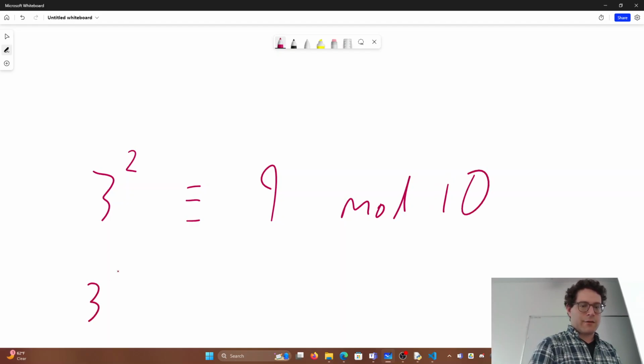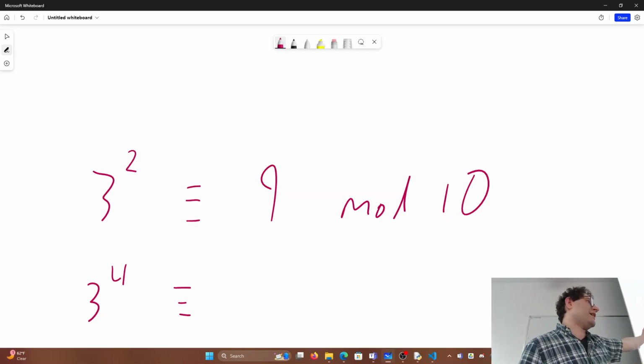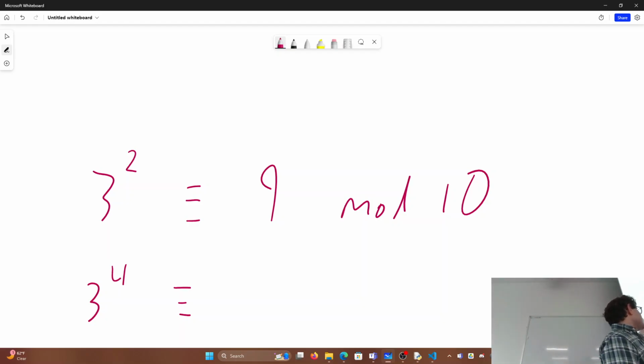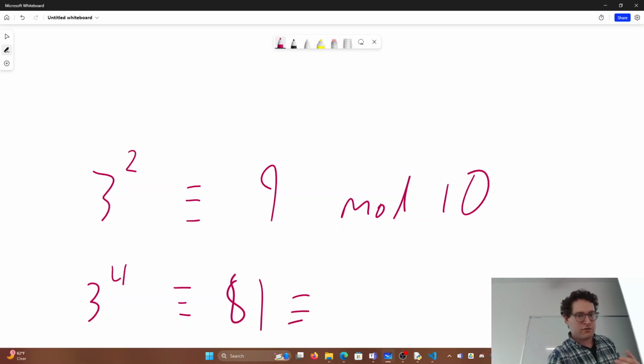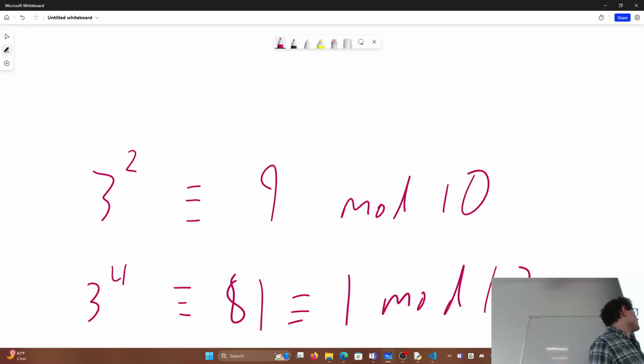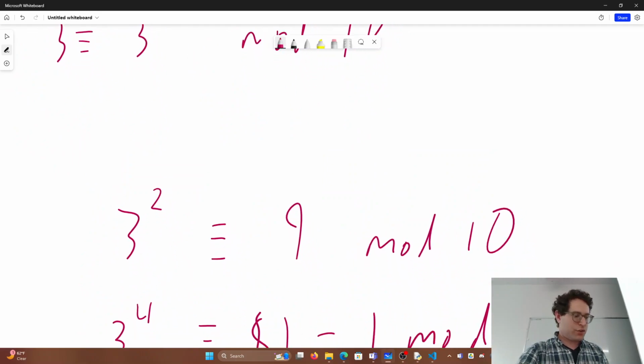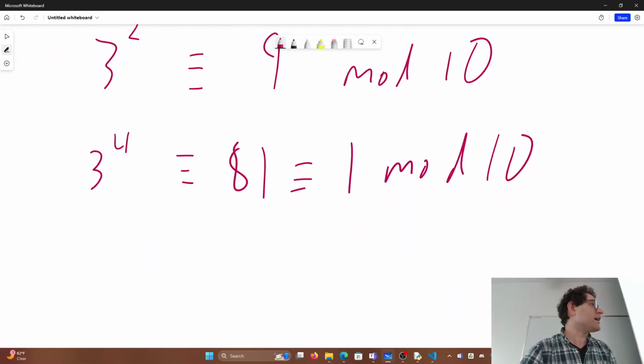Now what about 3 to the 4th? I might as well start doubling the exponent and squaring my answer each time, because I don't need to calculate 3 to the 4th, I just need to take this number and square it. Now that is 81, which is congruent to 1 mod 10. So we now know that 3 to the 4th is 1 mod 10. And now we're getting somewhere, because we have something that is effectively 1, and 1 is easy to work with. So our original number was 3 to the 50th, right?